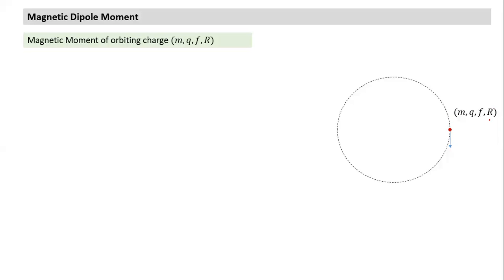Yes, sir. It will carry current, Q into F. So it will carry current. It is a loop kind of thing, so the current is forming a loop. It will have a magnetic dipole moment. So prima facie, what we understand is that any orbiting charge creates a magnetic dipole moment.